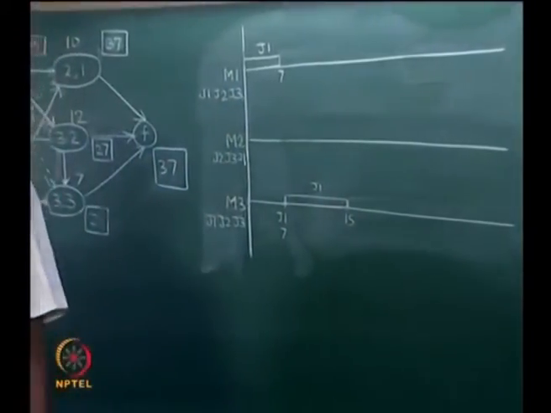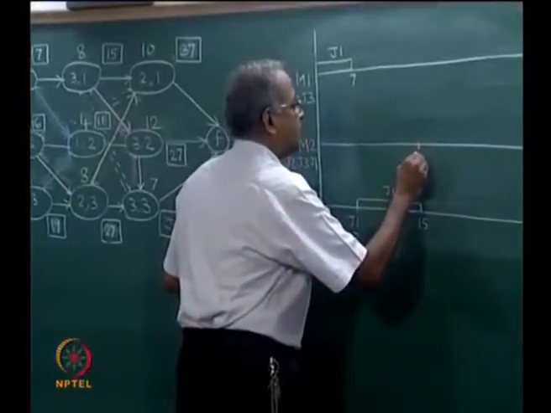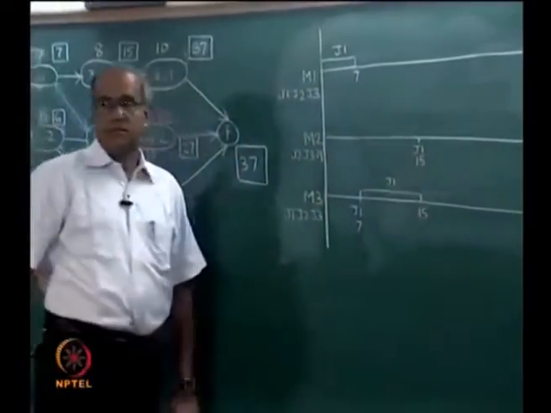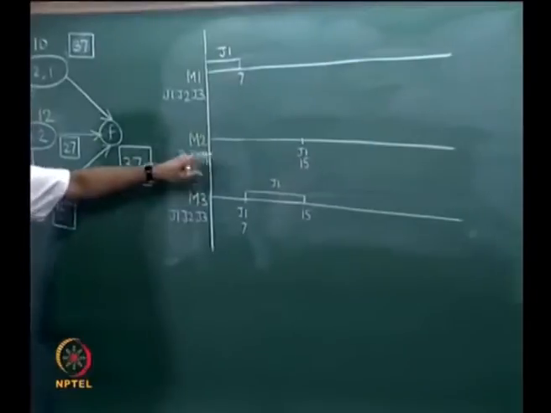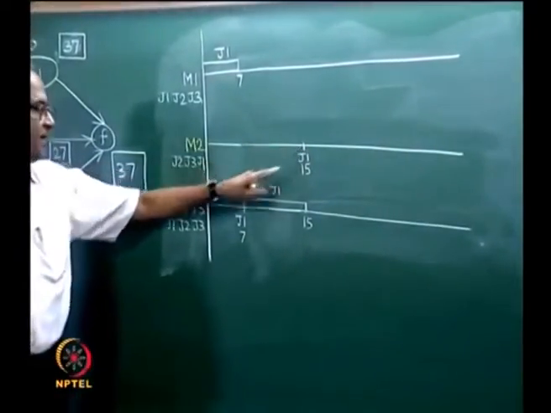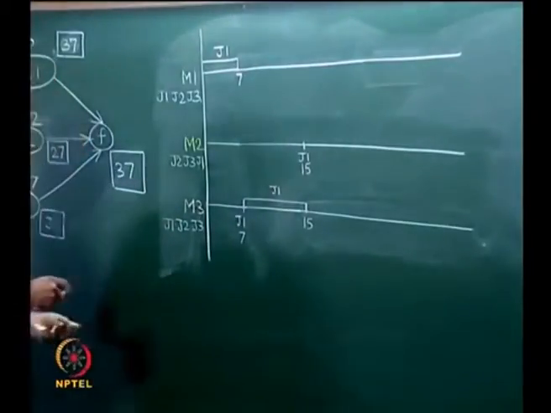And at 15, J1 will go to M2. So, J1 comes here at 15. J1 is the third job to be processed on M2. So, we will just leave J1 here and we will take up J1 after J2 and J3 have been processed.